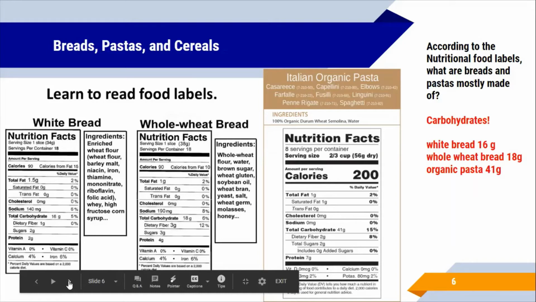Carbohydrates. The white bread has 16 grams of carbohydrates. Whole wheat bread has 18 grams of carbohydrates. And organic pasta, drum roll, has 41 grams of carbohydrates. Did you know that cereal also fits in this category? That's right. Therefore, cereal like oatmeal, Raisin Bran, Fruit Loops, etc., will all be considered carbohydrates.